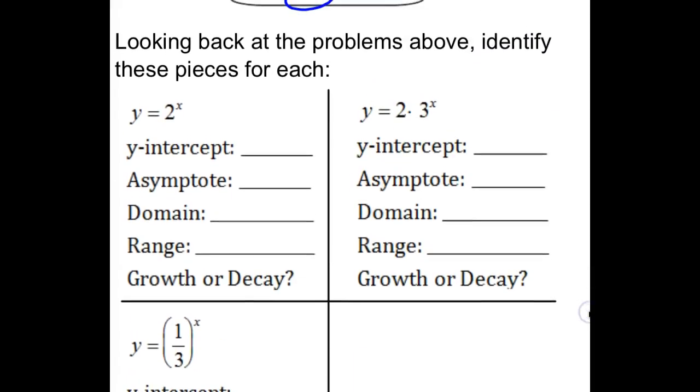So I'm going to pause the recording here. If you can answer all these questions just based on the equation, that's great. If you have to go back and look at the picture of it, you can. These are the 3 we just graphed. I want you to fill in this information.